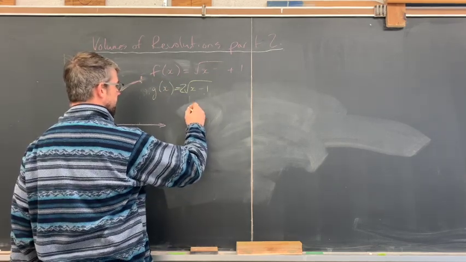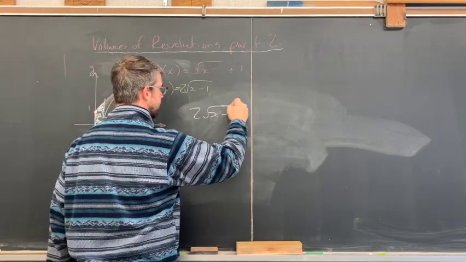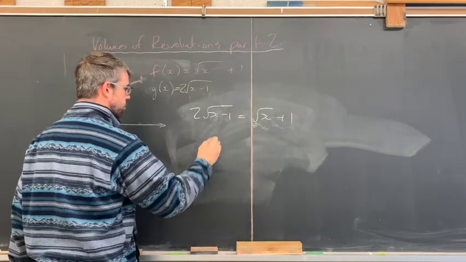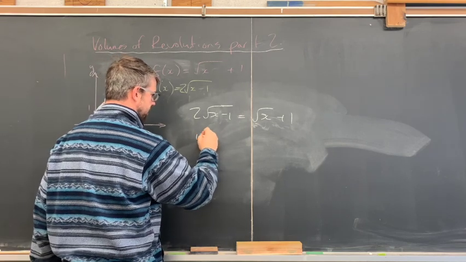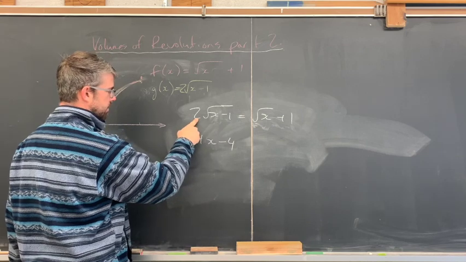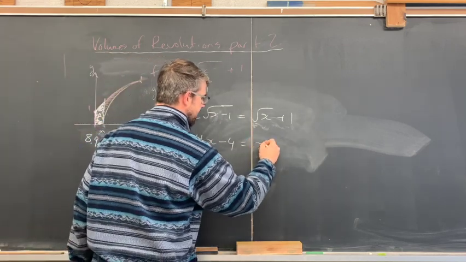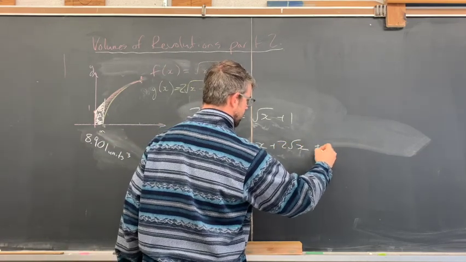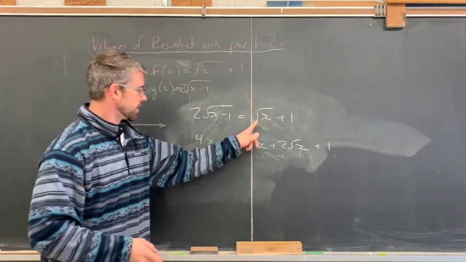So my intersection point is going to be found just by substitution. So I'll have 2 root x minus 1 is equal to the root of x plus 1. I'll square both sides to eliminate the radical on this side. So it'll be 4x minus 4. I'm just squaring that to become 4, squaring that to become itself, and expanding the 4 through. And this is going to be x plus 2 root x plus 1.